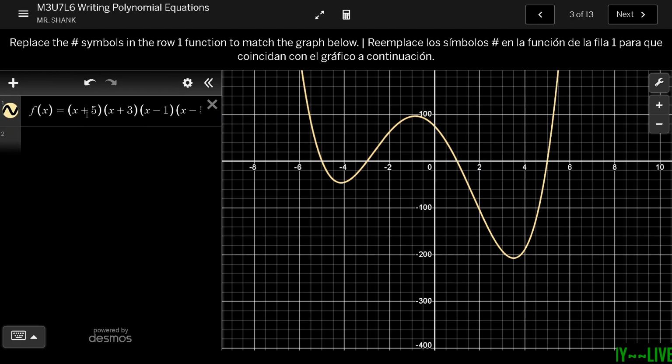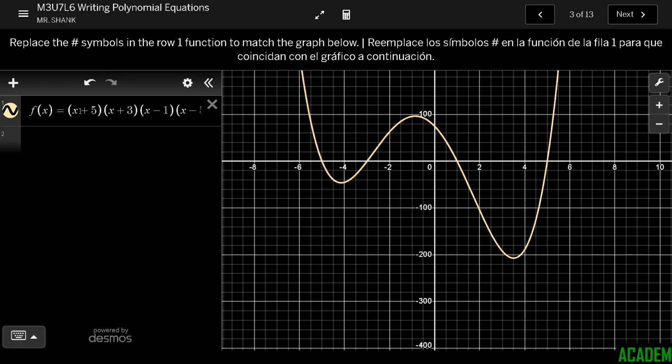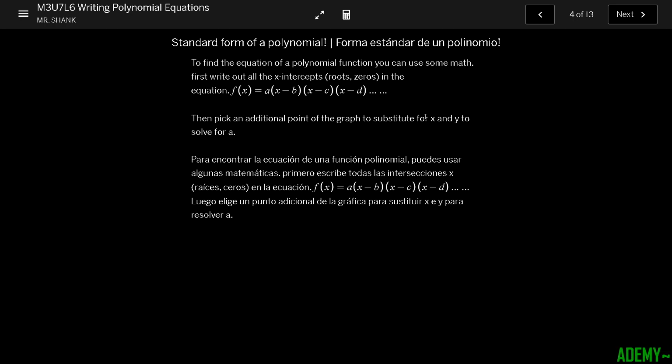So my equation for this curve, for this dashed line that I now have covered up by a solid line, is f of x equals, in parentheses, x plus 5 times x plus 3 times x minus 1 times x minus 5. So it should be super easy. Again, this is that factor form, like we said, where those values inside of the parentheses are opposites of your x-intercepts.